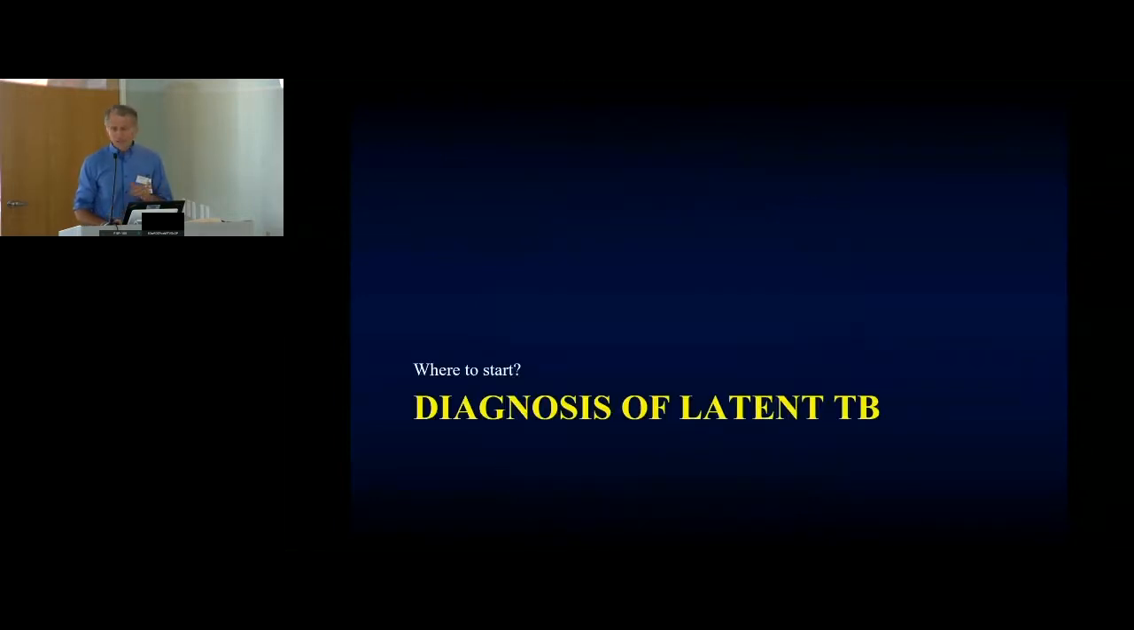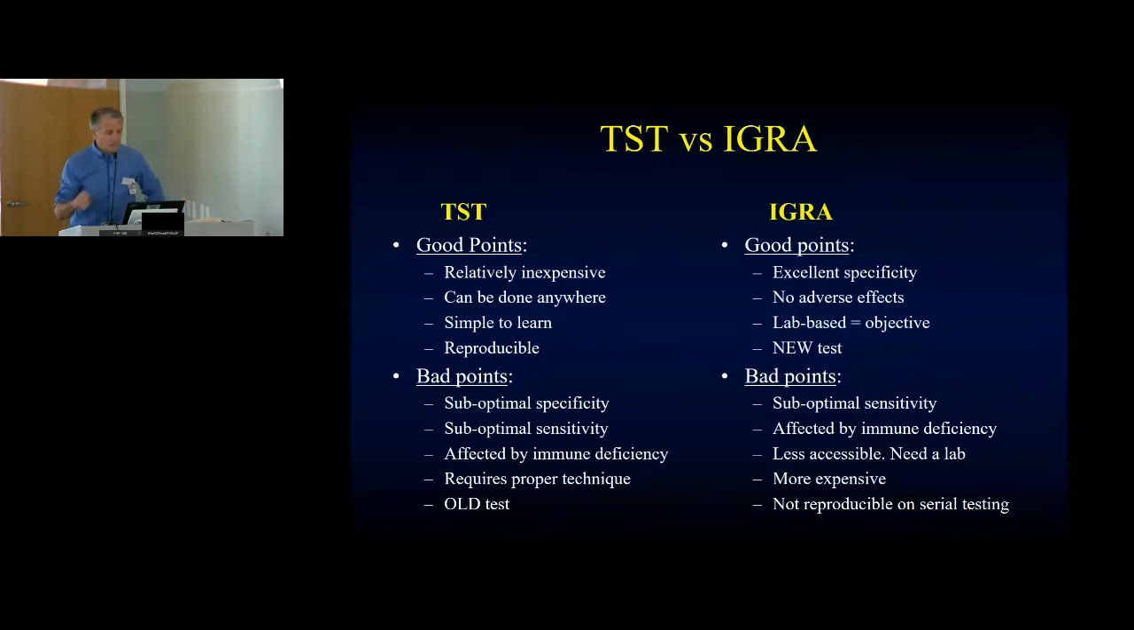Okay, diagnosis. I'll just touch on the basics. TST versus IGRA: we have two diagnostic tools. The TST has several good points. It's relatively inexpensive and can be done almost anywhere. If you have a cooler, you can travel. It's fairly simple to learn, and it is definitely reproducible. The bad points are poor specificity and suboptimal sensitivity, affected by immune deficiency, so the very conditions you're interested in affect the TST. It requires proper technique, and it's an old test. I think that's probably its biggest weakness. It was first described in 1908, either in Germany or in France, depending on which country you're from. But it's an old test.